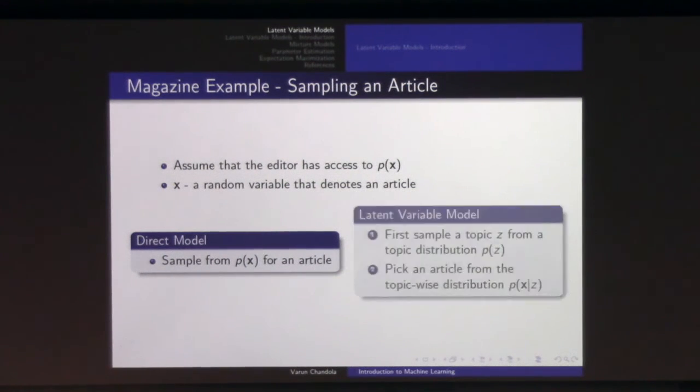But the latent variable model, or the two-step process, is that this model assumes that all those articles, those X's, are actually generated from some topics. So there are some topics that generate these articles, all right? So what the editor does is that she actually samples a topic first, all right? So let's say there are 4 topics. Then there will be a distribution with 4 values.